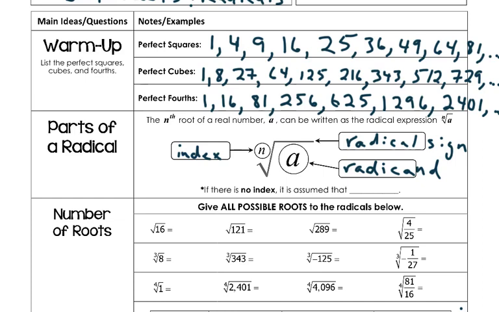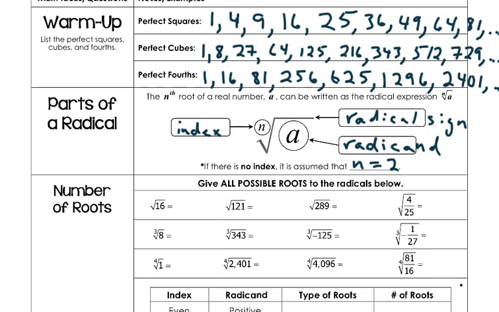All right, if there is no index, assume that n equals 2. So here we don't see any index, right? It's because it's a square root. All right, give all the possible roots to the radicals below.